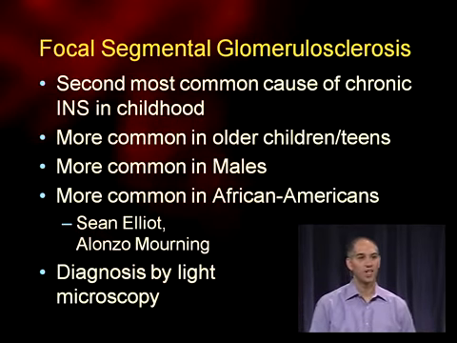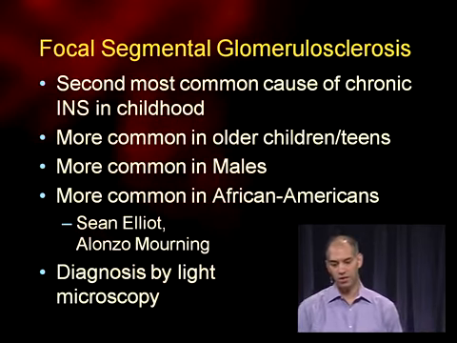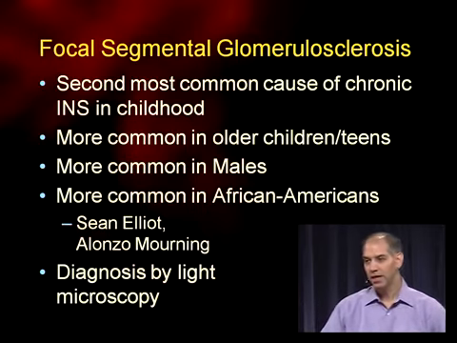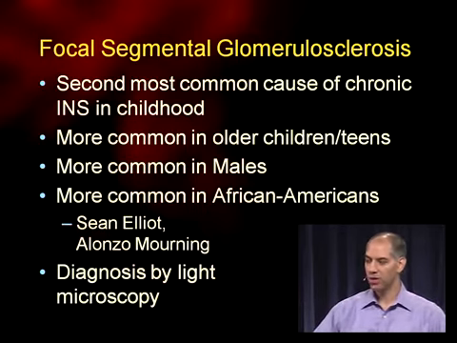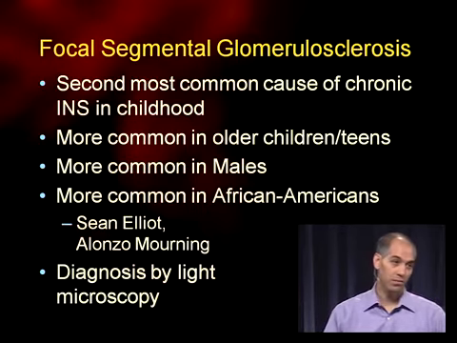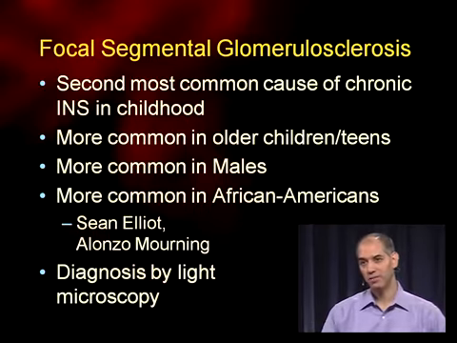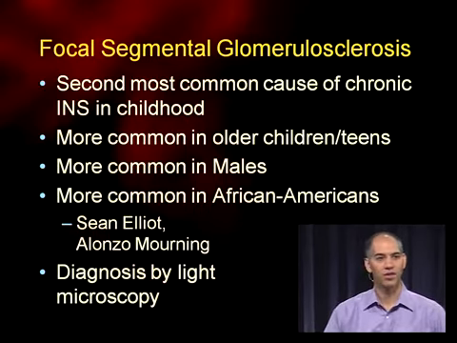FSGS, the second most common cause of nephrotic syndrome in childhood. It's more common in older kids, it's more common in teenagers, it's more common in males, and it's more common in African Americans. That's a lot of things that it's more common in.